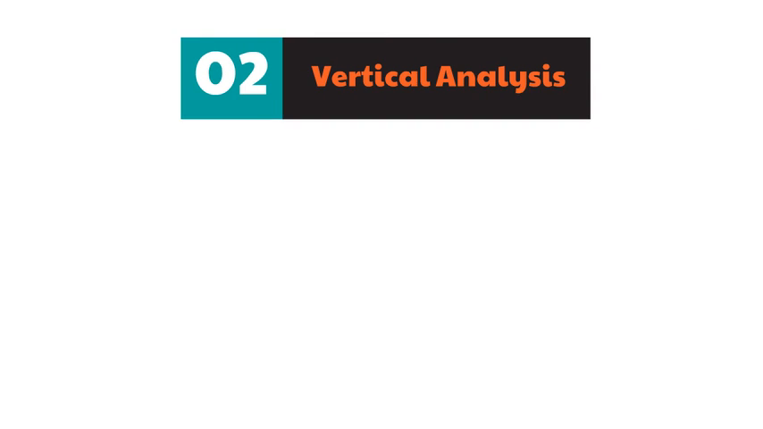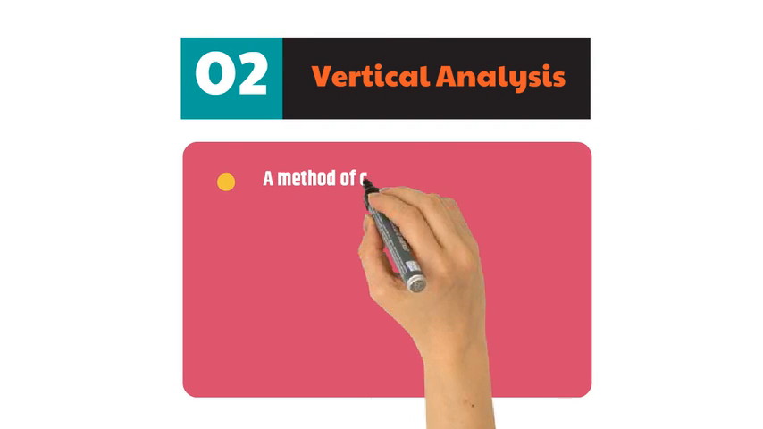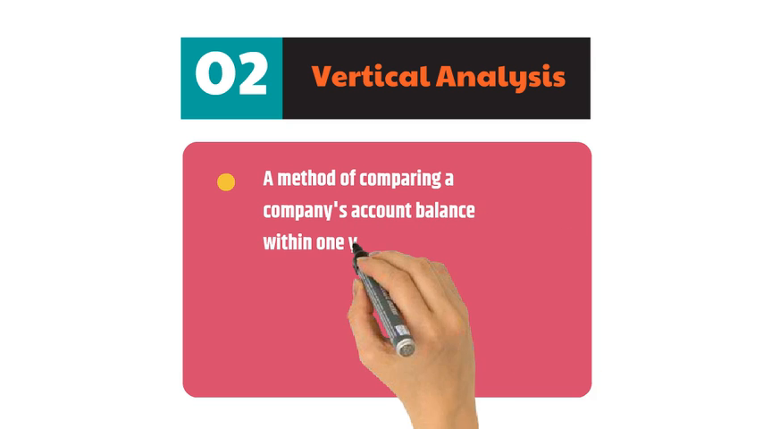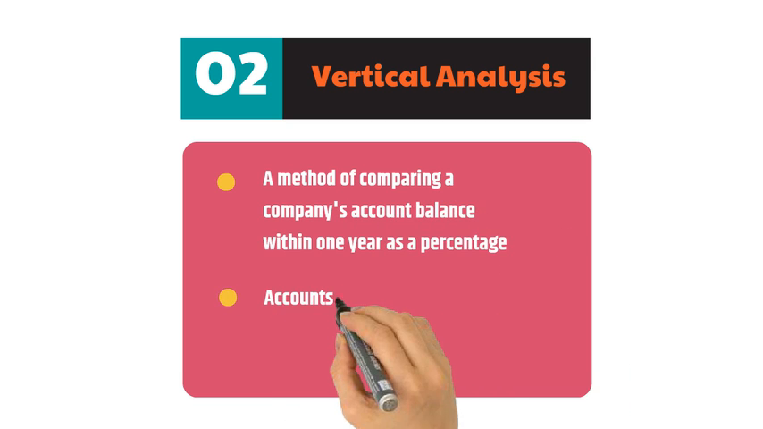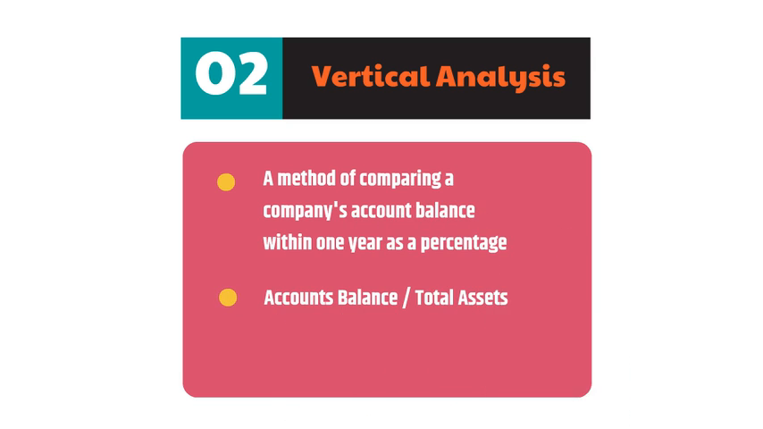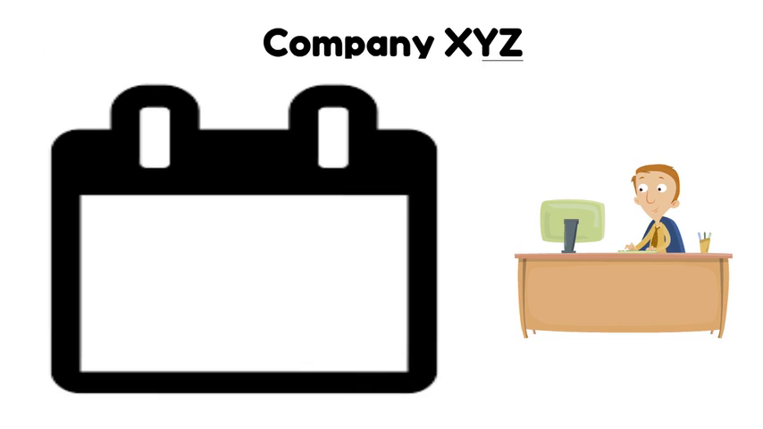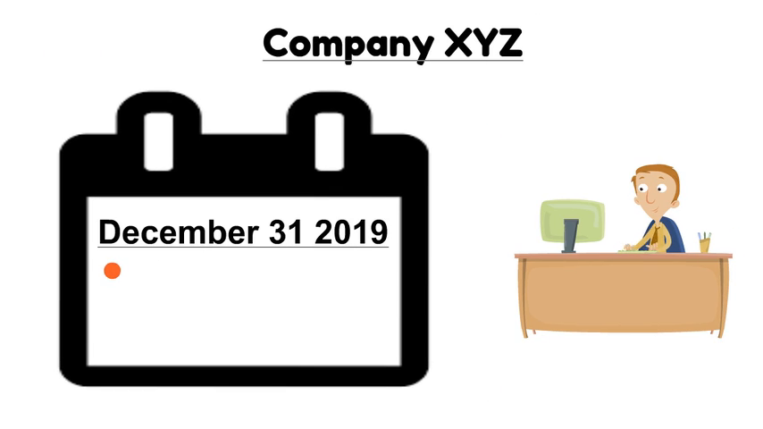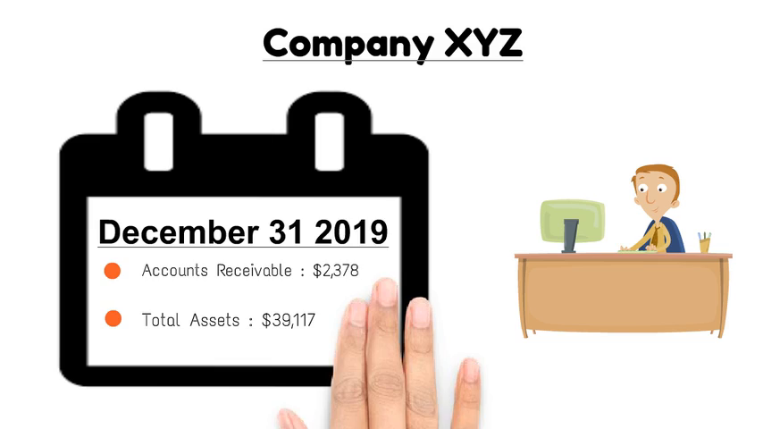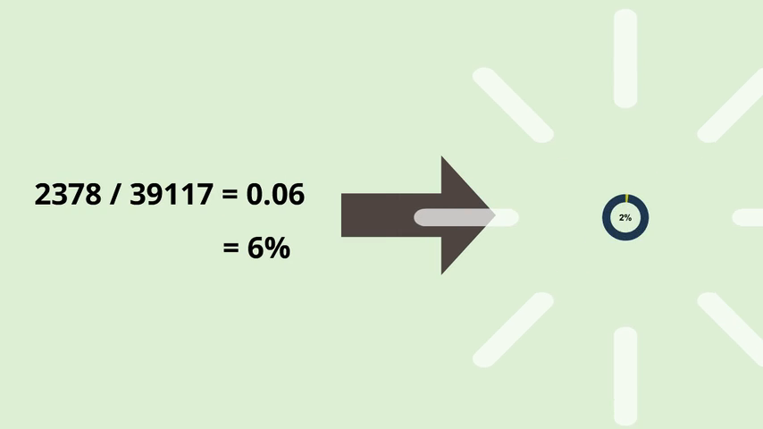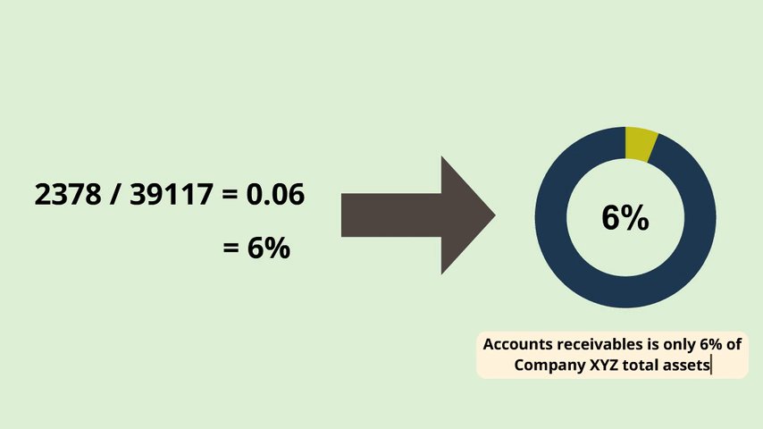Next is vertical analysis. It is a method of comparing a company's account balance within 1 year as a percentage, and it is calculated by dividing the account balance over total assets. On December 31st, 2019, company XYZ recorded accounts receivable at $2,378 and total assets at $39,117. Plugging that into the formula, we can see that accounts receivable is only 6% of company XYZ's total assets.